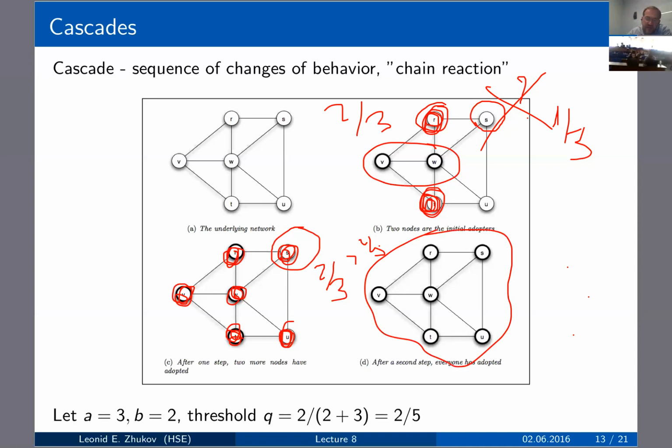Now, it wouldn't happen if we just had, say, one node with a new technology, because then for every neighbor node, the fraction would be 1/3, which is less than the threshold. They will not switch. But if initially two guys get in here, then the switching propagates. And you can think again about technology, or about political protests, when one person, or 2 or 3 friends, start. That's how it spreads around. And that's called a cascade, a chain reaction: a sequence of changes of behavior of nodes or actors.